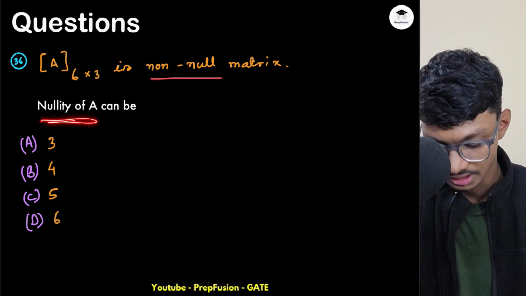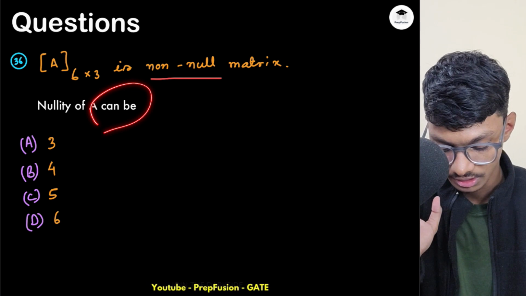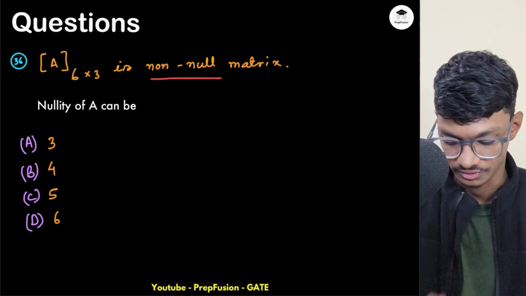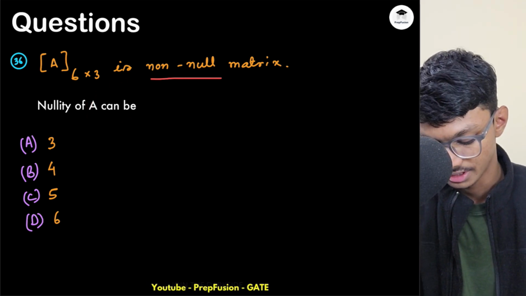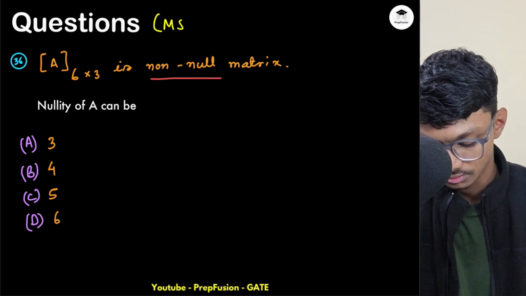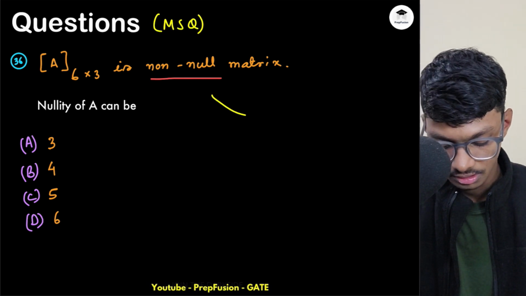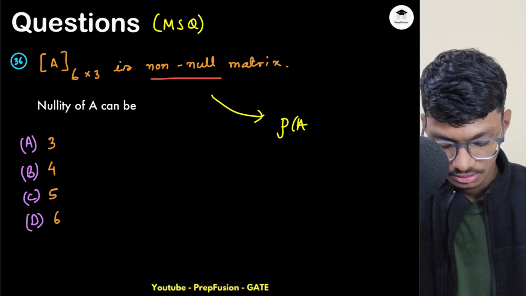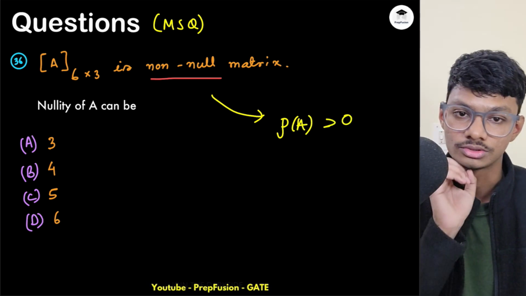And they are asking about the nullity of A, what it can be. There are many options over here, so this is an MSQ. I should have written it over here. Okay, so non-null means the rank of A has to be greater than 0. It can't be equal to 0.